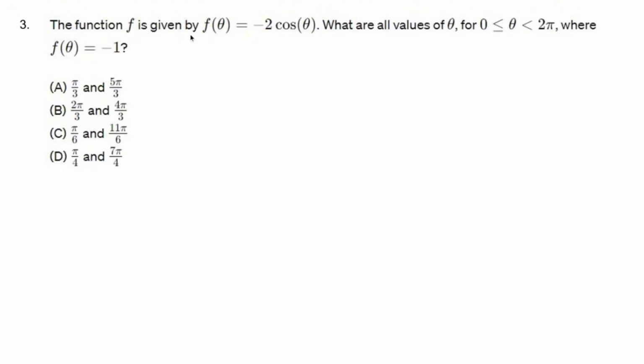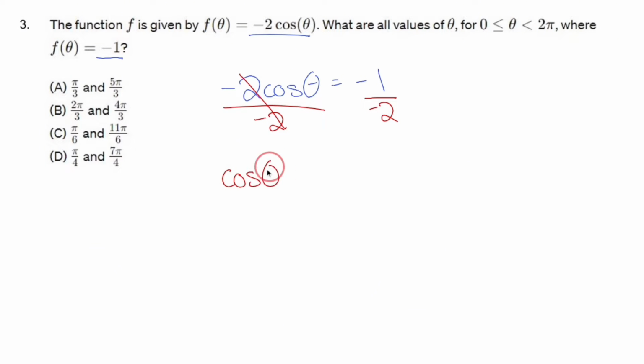The function f is given by f of theta equals negative 2 cosine theta. What are all the values of theta, for theta between 0, including 0, and 2 pi, but not including that, where f of theta equals negative 1? So basically, f of theta is this, f of theta is that, set them equal to each other. Negative 2 cos theta, I don't need the parentheses there, equals negative 1. Well, let's solve for theta. In order to do that, we have to get rid of negative 2 by doing the inverse operation, divide by negative 2, divide by negative 2. Cosine theta equals negative 1 over negative 2, positive 1 over 2.